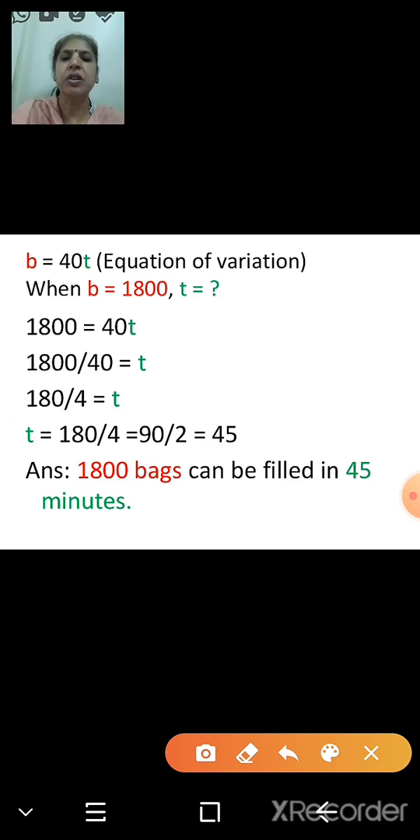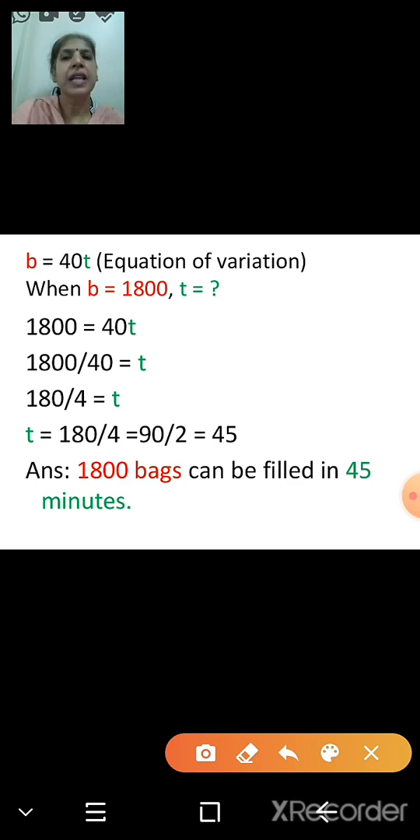Or you can also reduce it to the lowest term. T is equal to 180 divided by 4. Both are even numbers. They can be divisible by 2. So 90 upon 2. And 90 upon 2 is 45. So calculation depends on you. You can calculate directly or reduce it to the lowest form. And then the answer is 45 minutes.